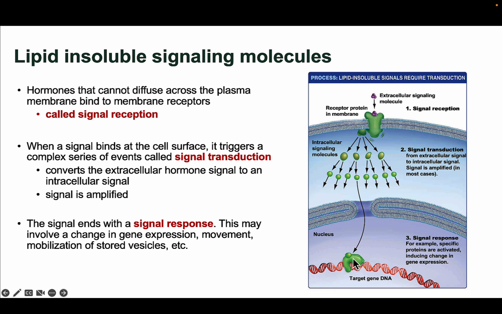This pathway, just like the other pathway, eventually leads to a signal response. And often this can be changes in gene expression, but it can also be a signal response that causes movement or the mobilization of stored vesicles. But we're mostly going to think about how signal reception leads to changes in gene expression. So the example we're going to use to talk about lipid-insoluble signals is epinephrine.